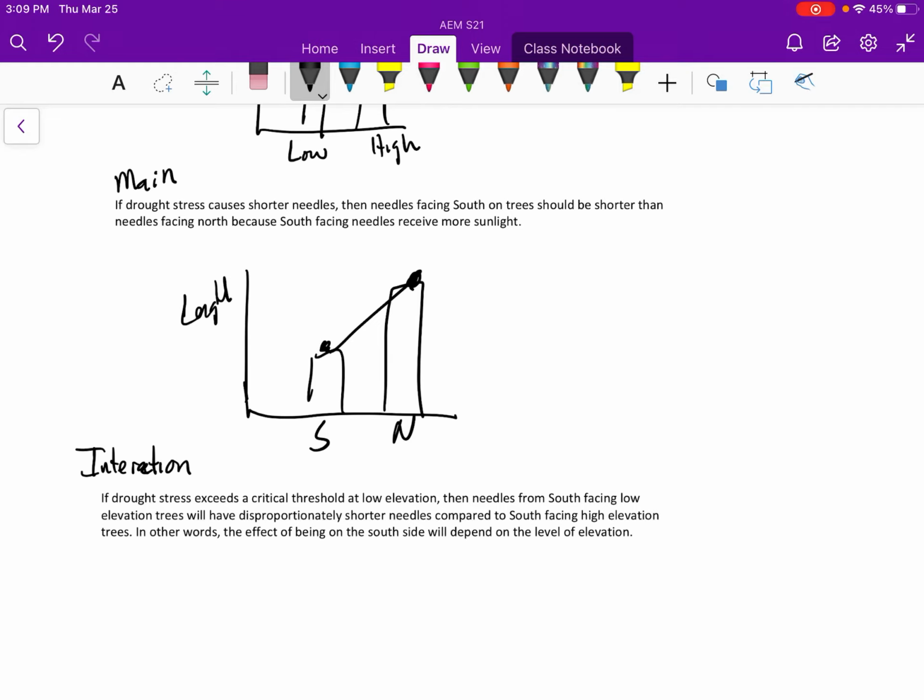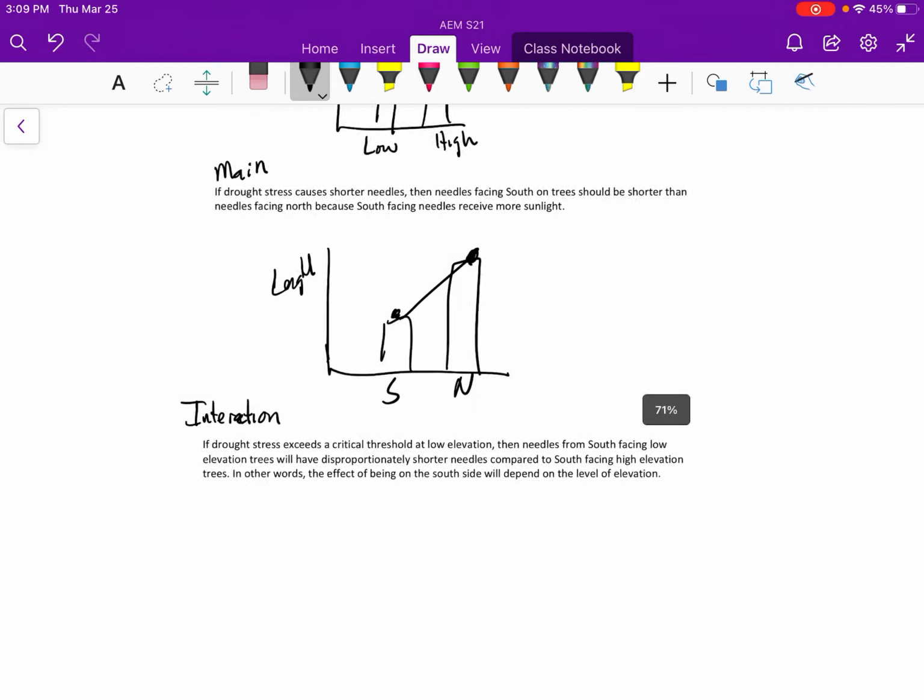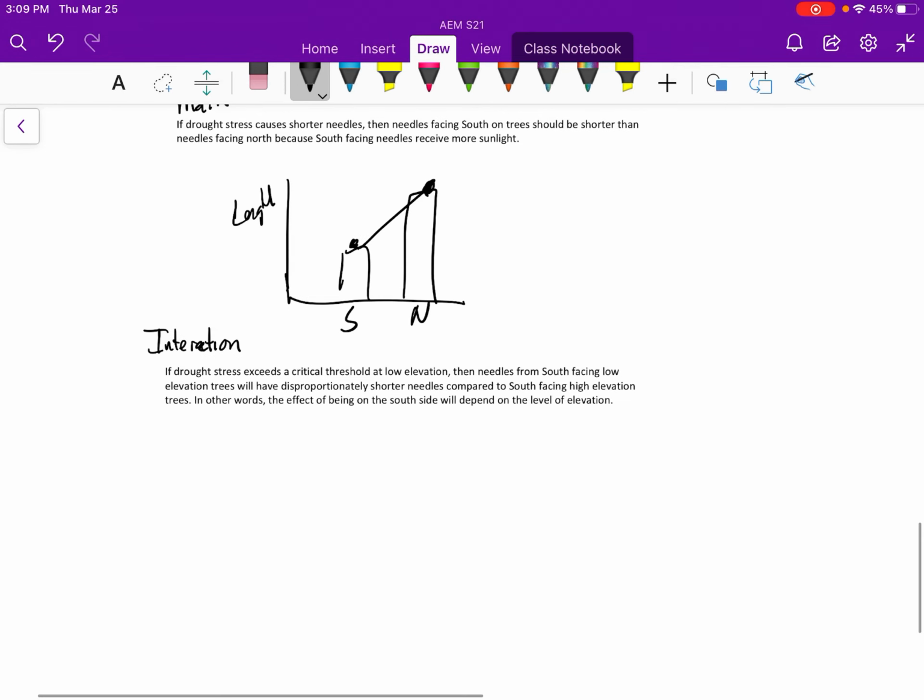If drought stress exceeds a critical threshold at low elevation, then needles from south-facing low-elevation trees will have disproportionately shorter needles compared to south-facing high-elevation trees. In other words, the effect of being on the south side will depend on the level of elevation. So that's great, right? So let's take a look at how that will look.